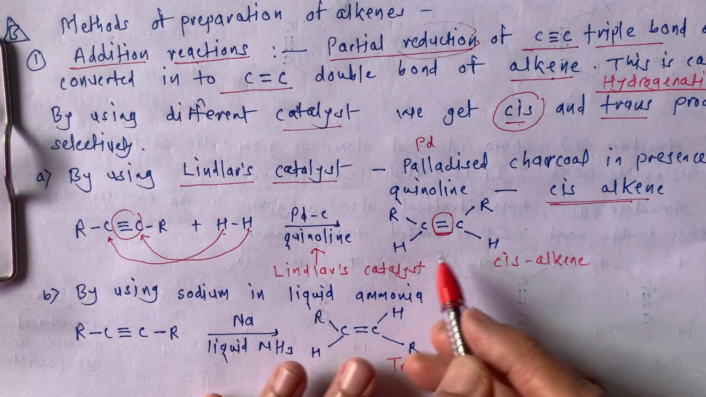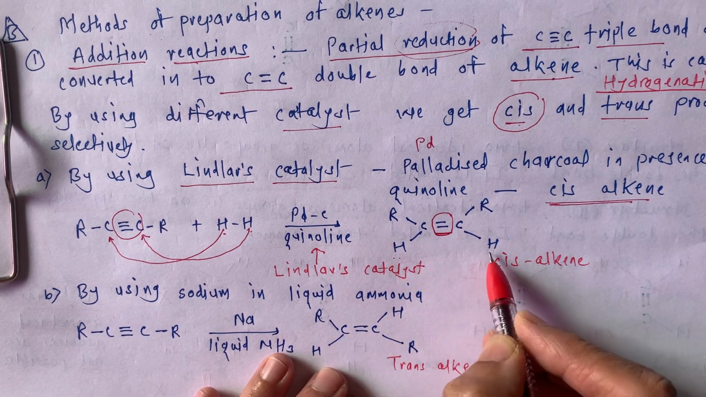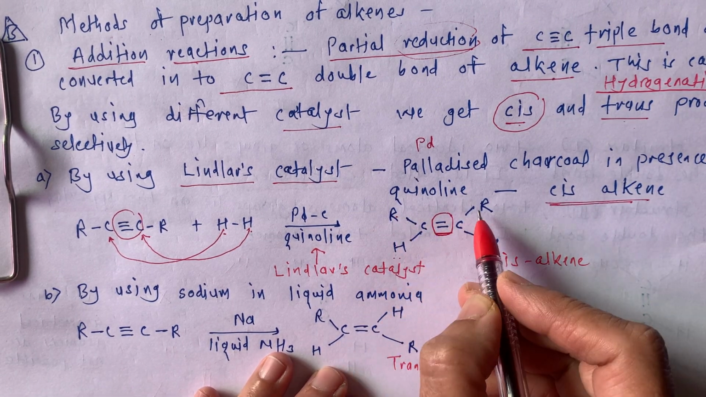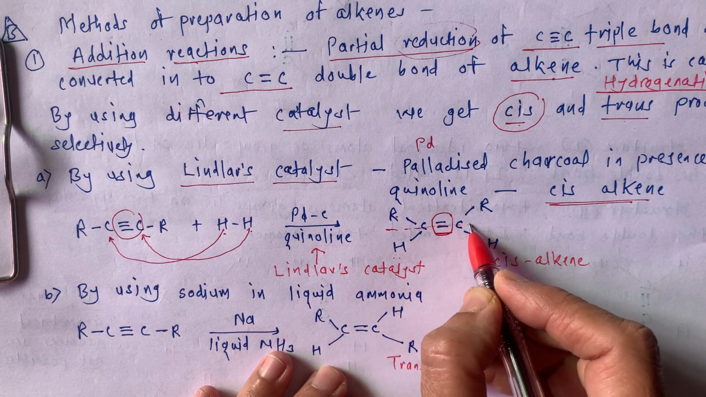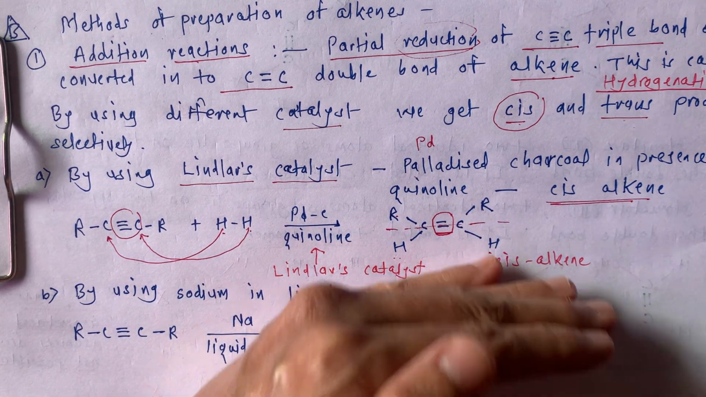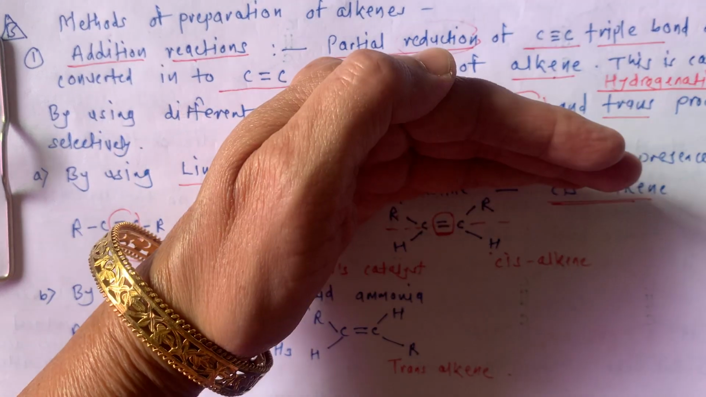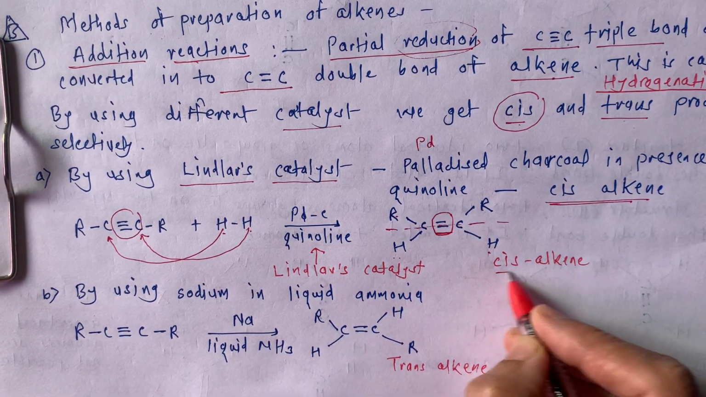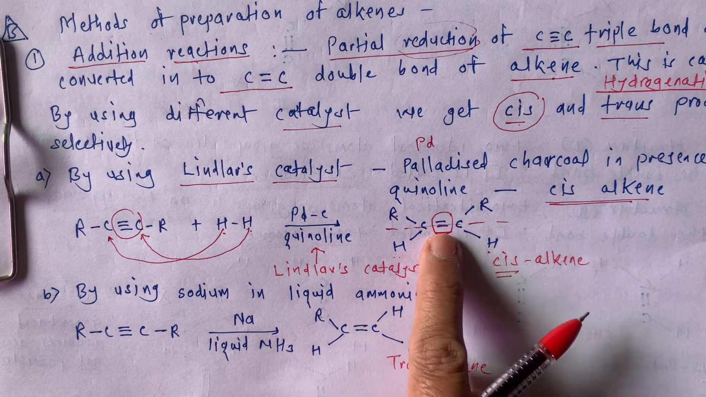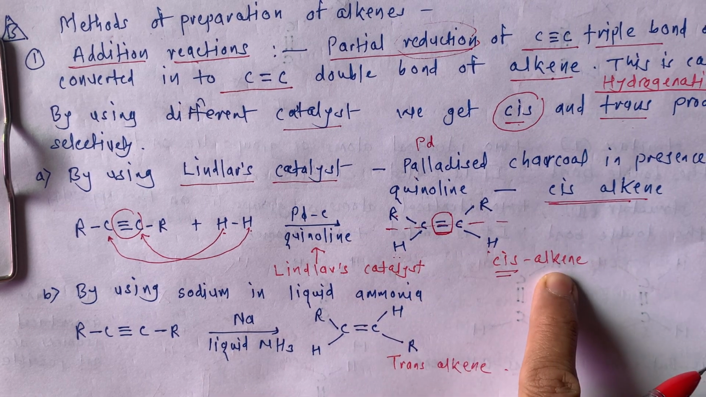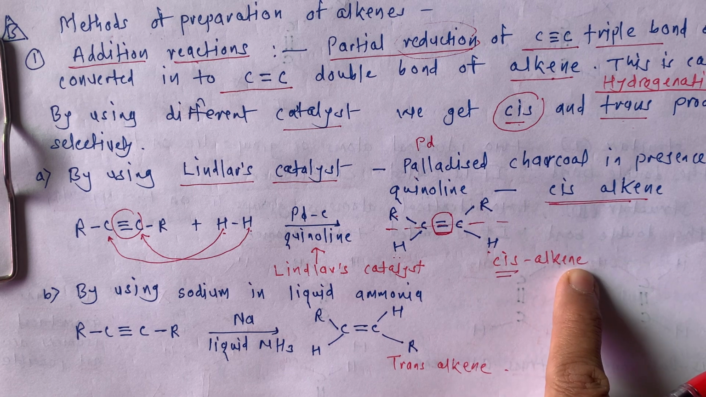And now see, identical atoms or identical groups of atoms are on the same side of the double bond. This is one side, this is another side, and that's why this isomer is called cis. There is a double bond, so this is our alkene, cis alkene.